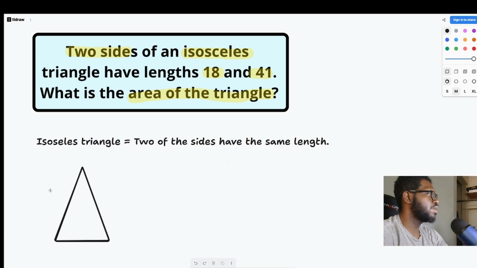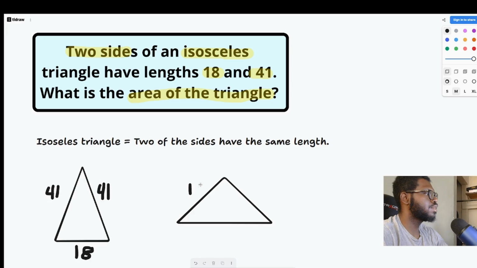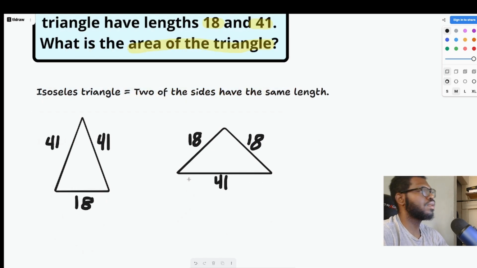The first possibility is that two of the sides of this triangle have length 41, which would mean that the third side would have a length of 18. And the second possibility is that two of our sides have a length of 18 and the third side has a length of 41. And these triangles aren't drawn to scale, by the way. Okay, now what do we do?